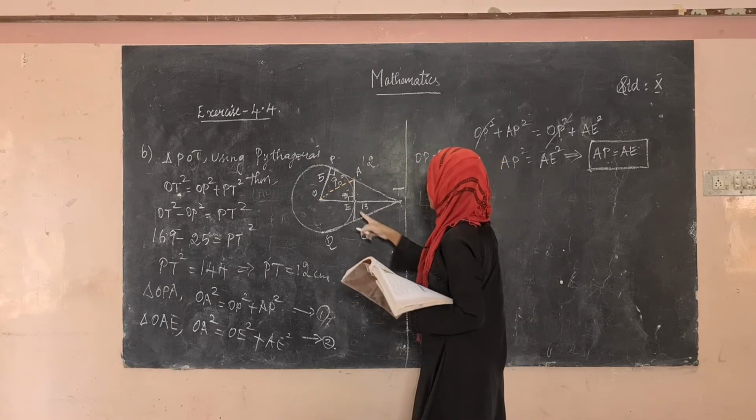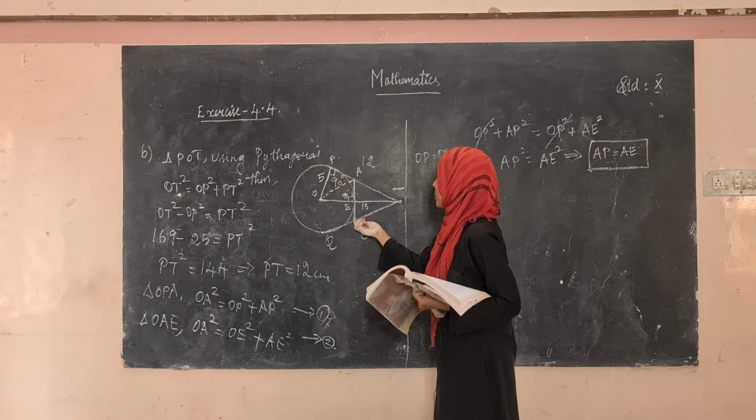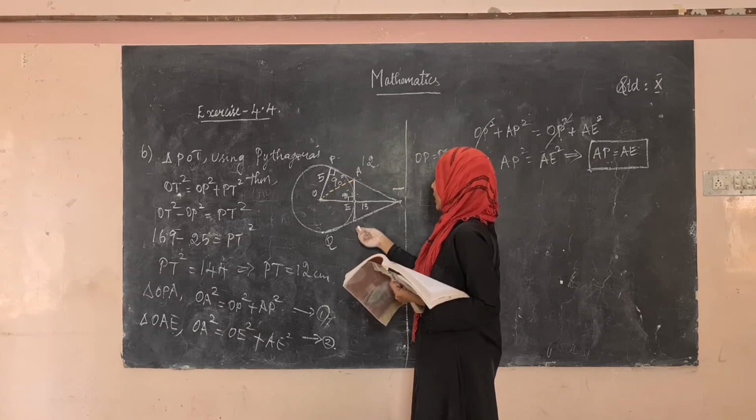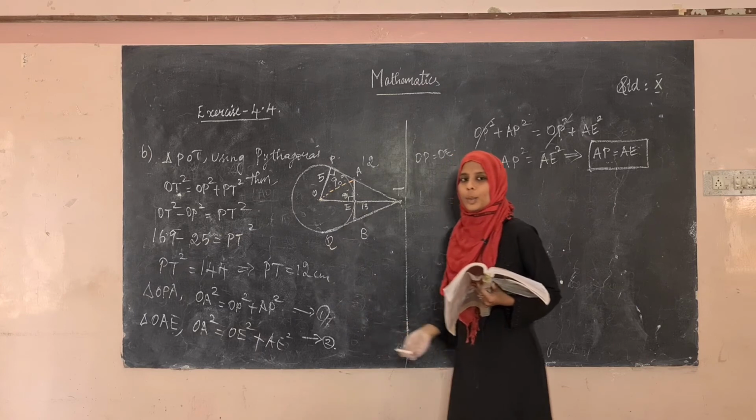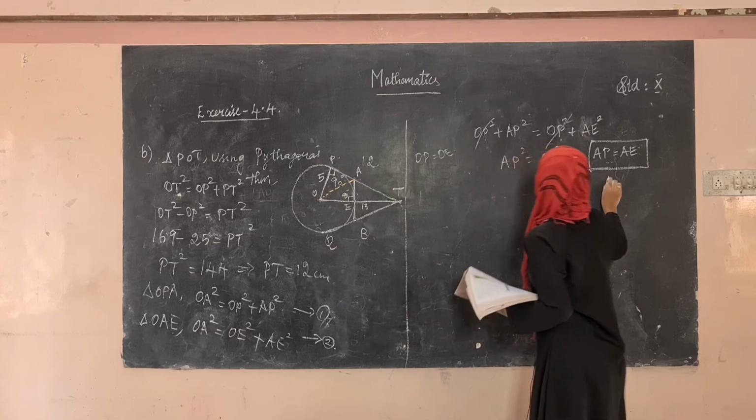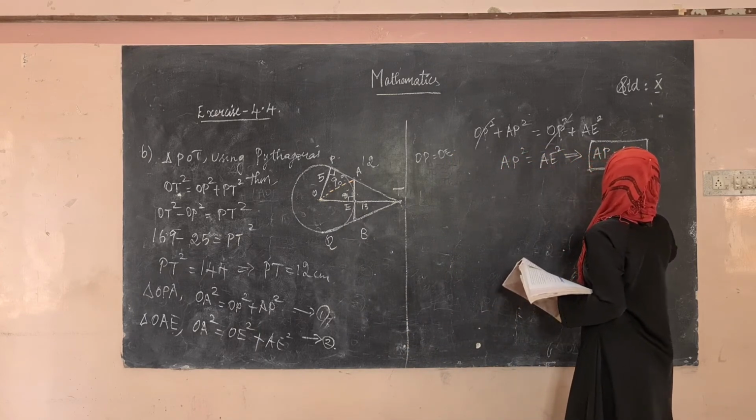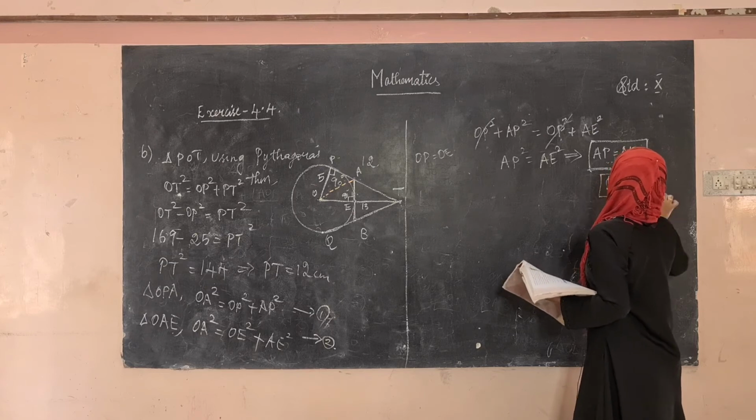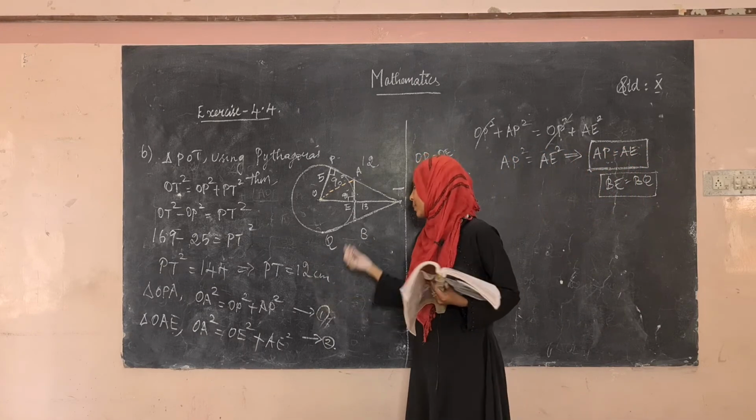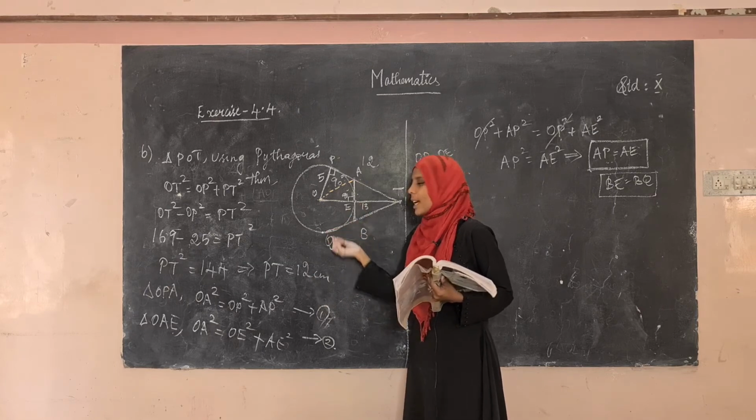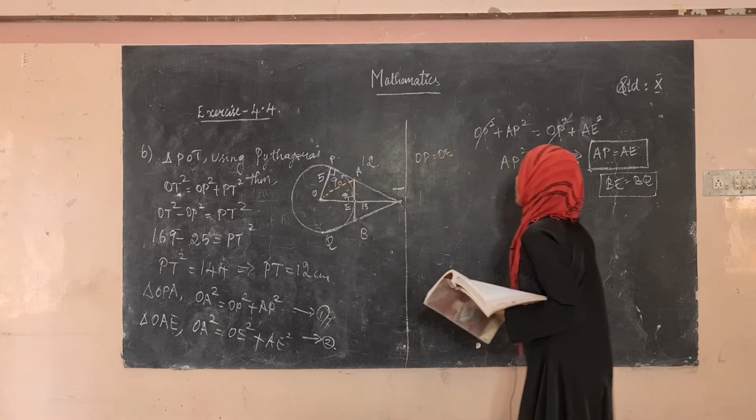Similarly, what can we prove? If this is the point B, then BE is equal to BQ. That is also a tangent. The lengths of the two tangents from a point will be the same. So these two are tangents from this point. Therefore, they are also equal.